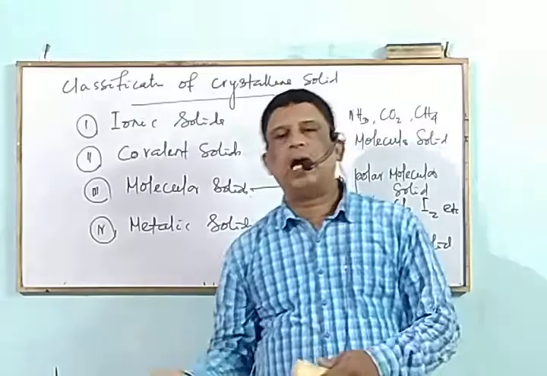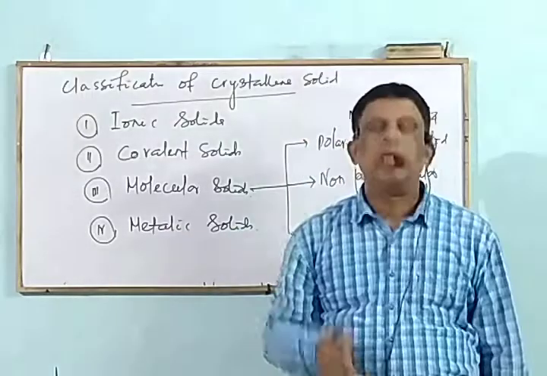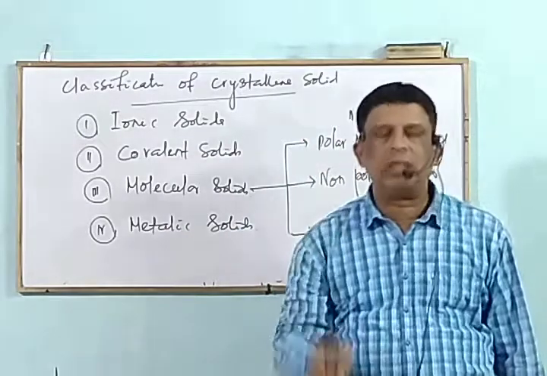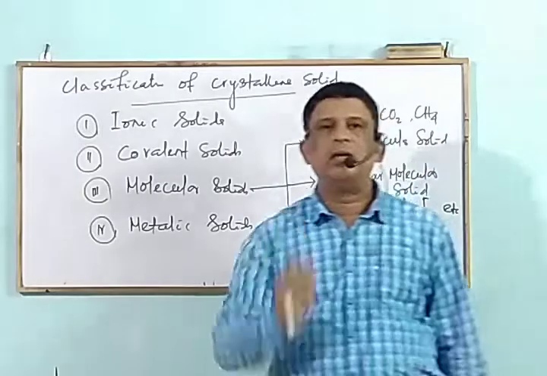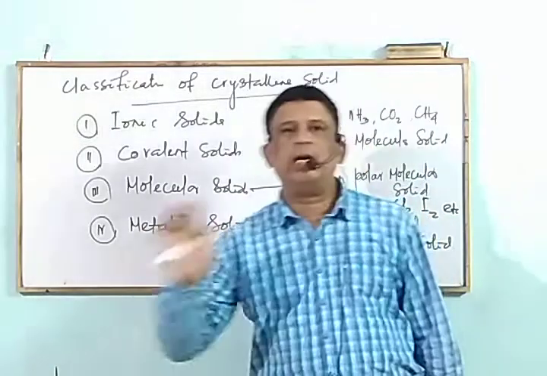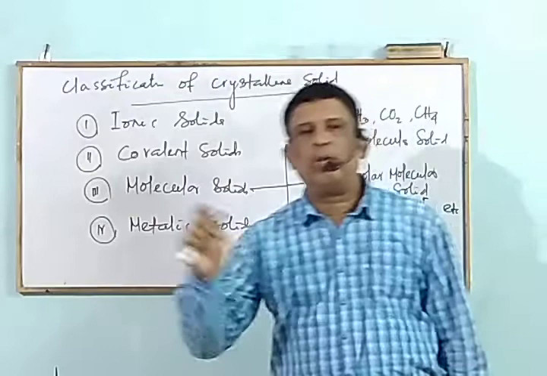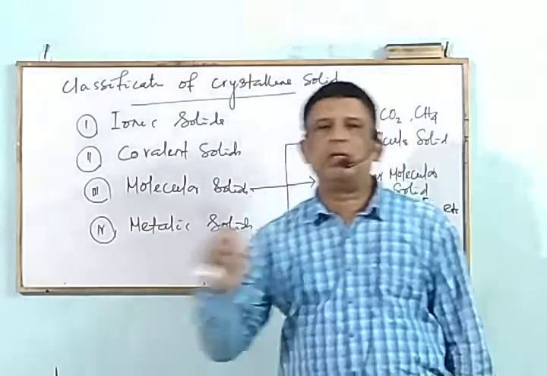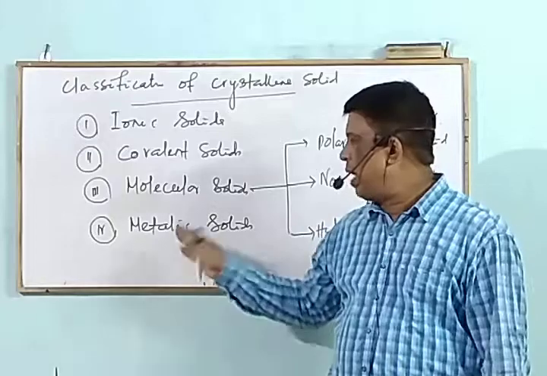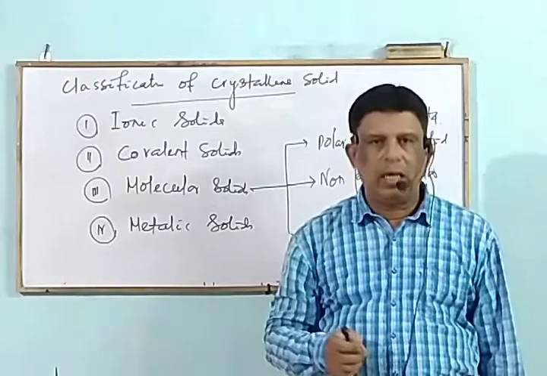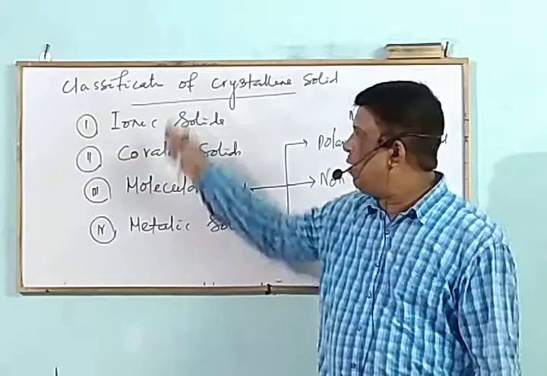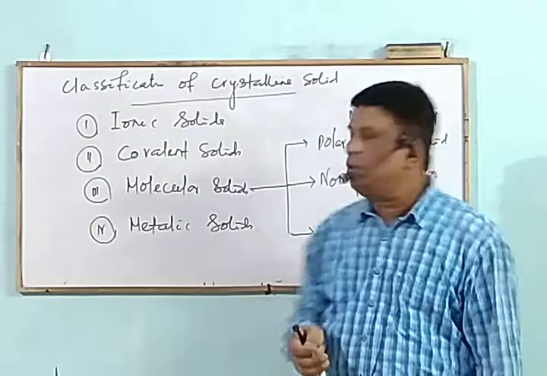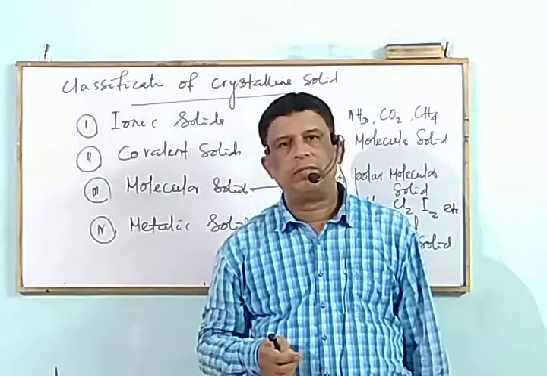All metals and alloys come under this solid. They also possess some characteristics. That is, they are hard, possess malleability and ductility, and are good conductors of heat and electricity. They exhibit a lustrous nature. These are some characteristic properties of metallic solid. So it is all about the classification of crystalline solid.